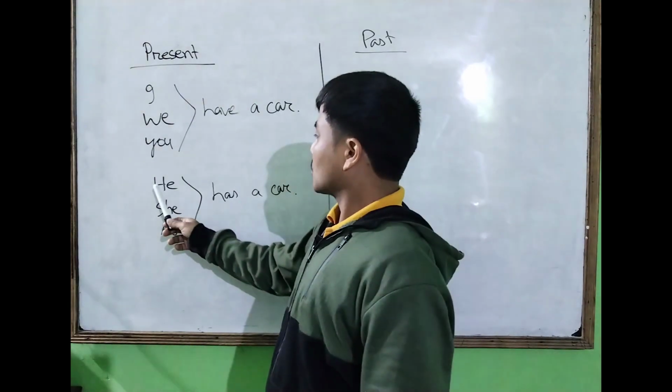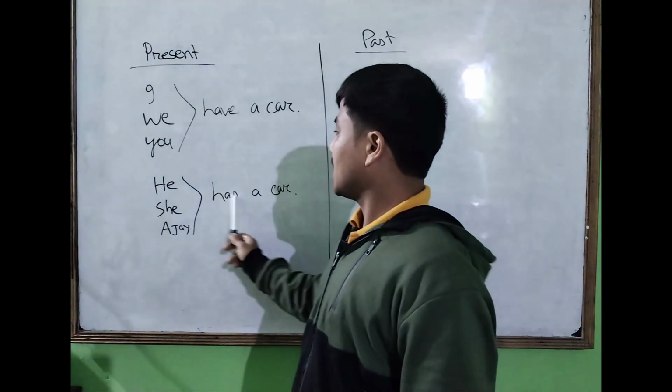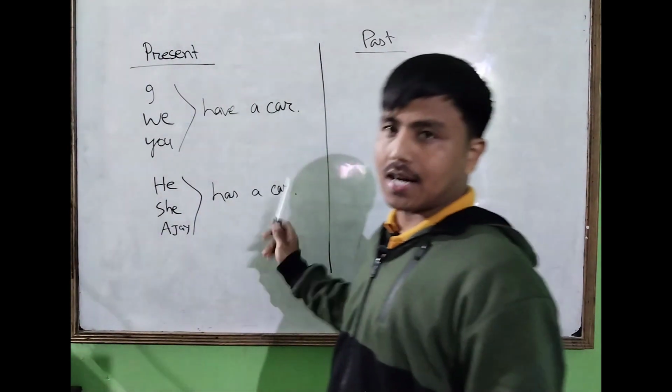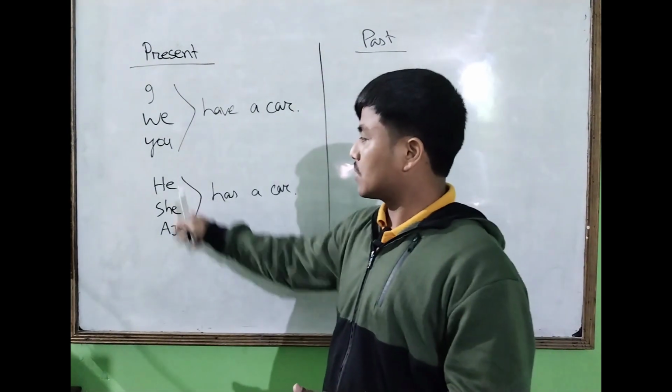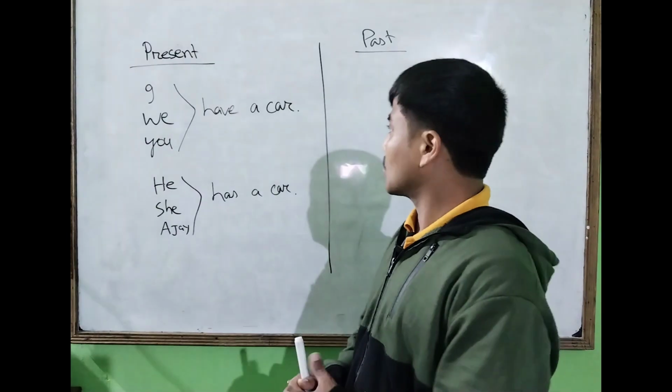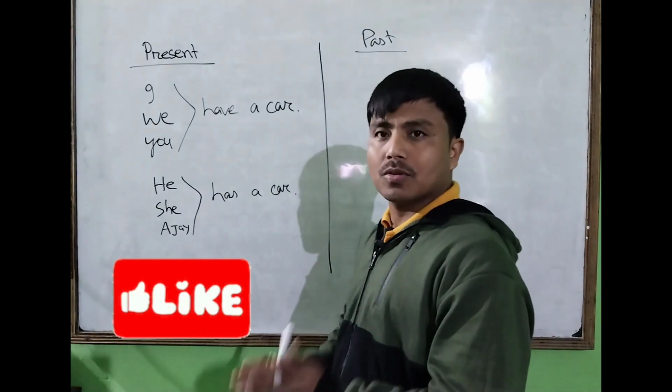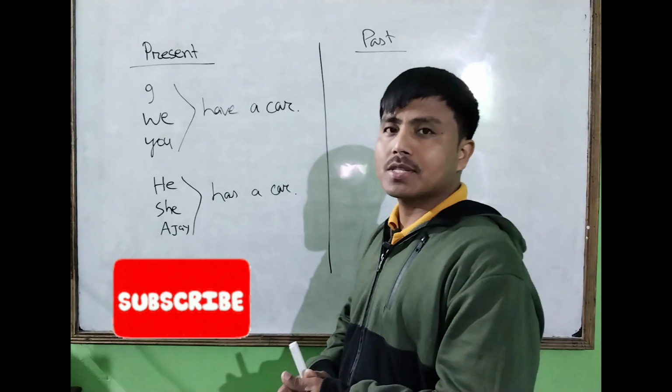Next we learn so he has a car, she has a car, Ajay has a car. This way if it is third person and singular number, যদি হে subject to third person singular number হয় has use কৰো. And now today we will learn how to use in the past tense.